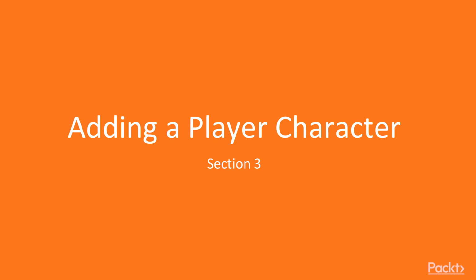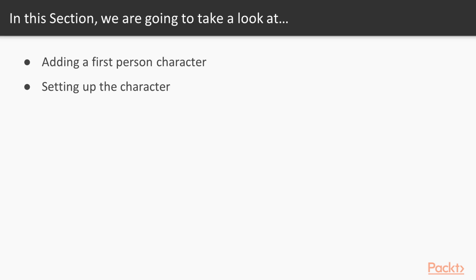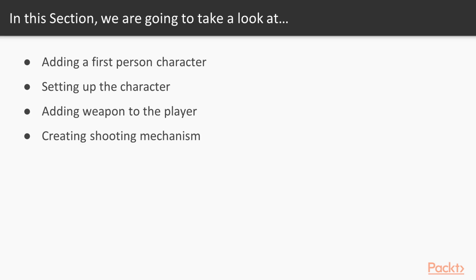Hello and welcome to section 3, adding a player character. In this section, first we're going to learn how to add a first person character to the scene. Then we're going to learn how to set up the character. After that, we're going to add a weapon to the player, and then we're going to create some shooting mechanism.